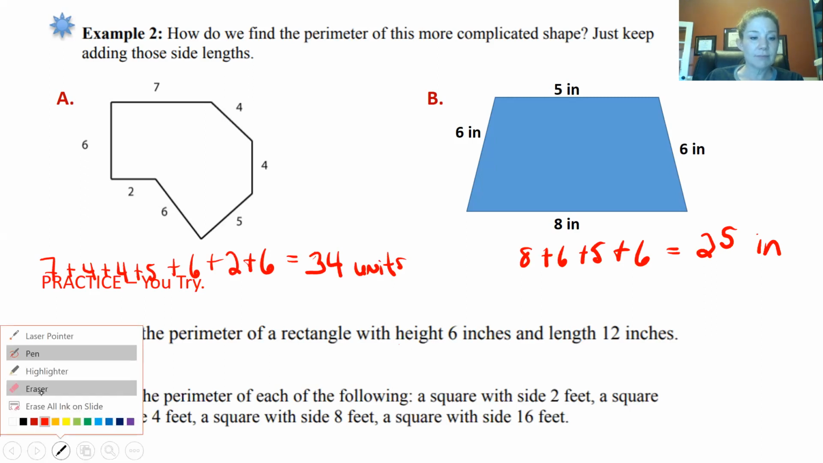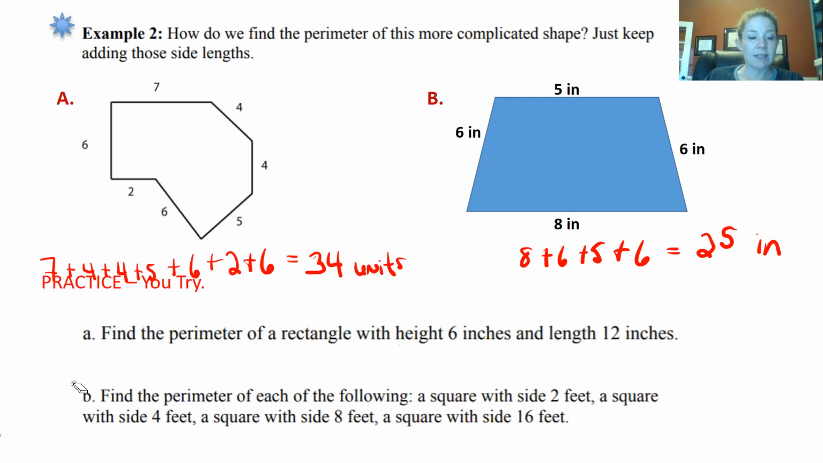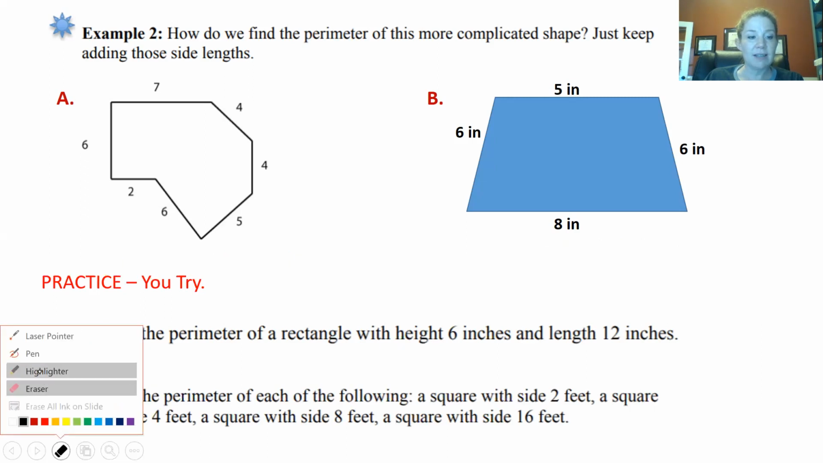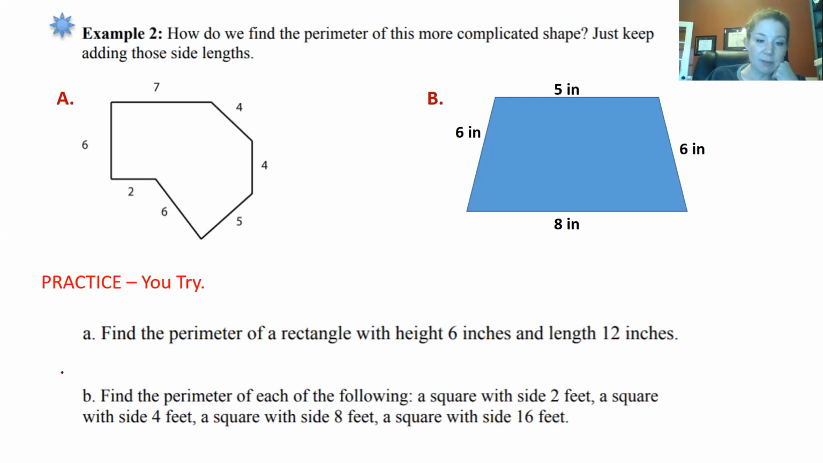All right. So hopefully you guys answered both of the questions. Letter A, find the perimeter of a rectangle with height 6 inches and length 12 inches. So hopefully you remembered, even though you see two numbers there, rectangles have 4 sides. So basically we have 18 and 18. So this is going to be 36 inches.